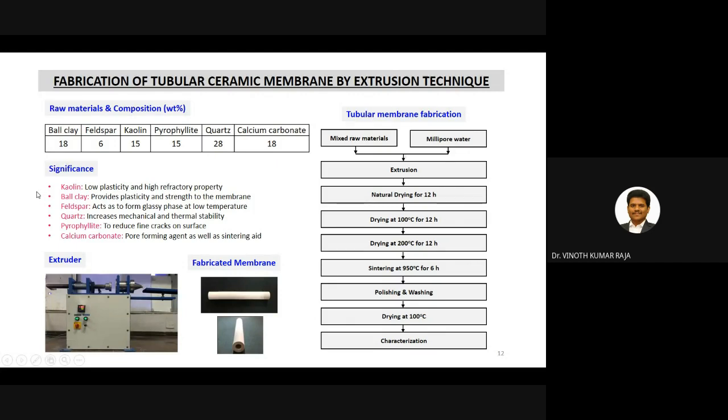Kaolin has low plasticity and high refractory property, and ball clay provides plasticity and strength to the membrane. Feldspar acts to form a glassy phase at lower temperature, and quartz increases the mechanical and thermal stability. Ferroplate reduces the fine cracks on the membrane surface, and calcium carbonate acts as a pore-forming agent as well as a sintering agent. So these are all the materials we have used, and I have provided their significance here, which is highly suitable for making tubular-shaped ceramic membrane.